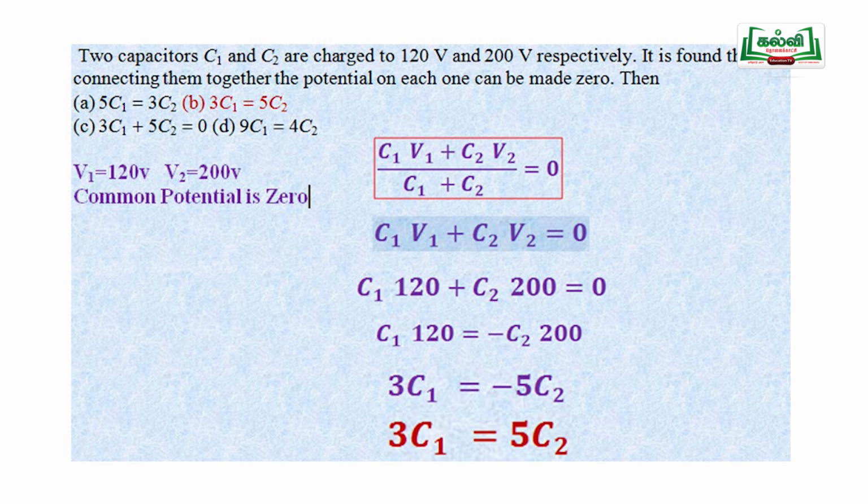Now, it has been given the common potential is 0. So, the common potential formula, the golden formula, is (C1 V1 plus C2 V2) by (C1 plus C2), and that is equal to 0. So from C1 V1 plus C2 V2 equal to 0, substitute the values of V1, V2, do some manipulation, and we get 3 C1 equal to 5 C2. So, the answer is B.